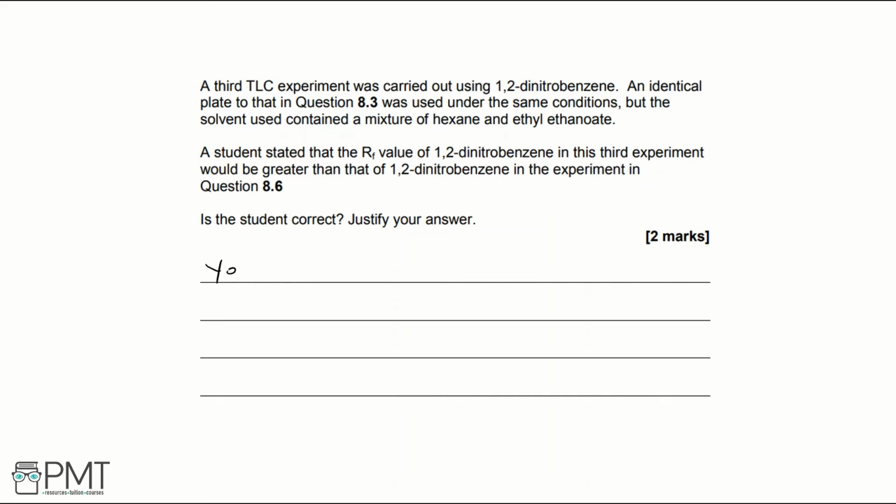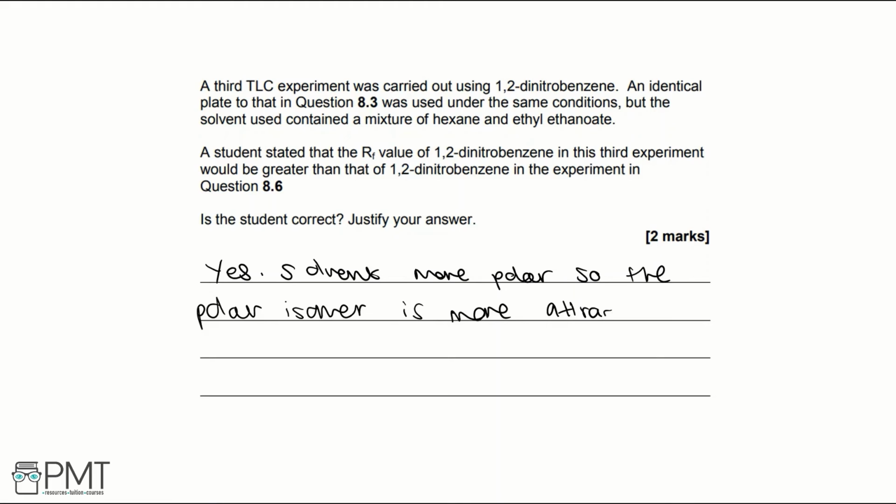So the student is correct in this case because the solvent, which will be ethyl ethanoate mixed with hexane, is going to be more polar. So the more polar isomer is going to be more attracted to the solvent because like dissolves like, and so this polar isomer is going to be more attracted to the solvent mobile phase and have a higher RF value as a result. To get the 2 marks for this question, you must write these 2 statements.